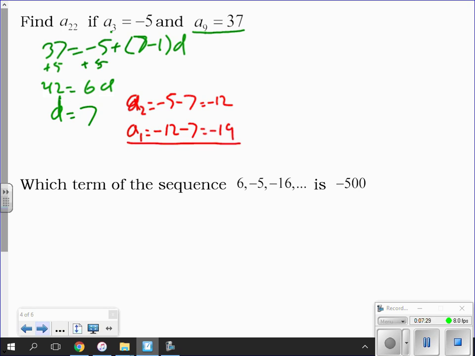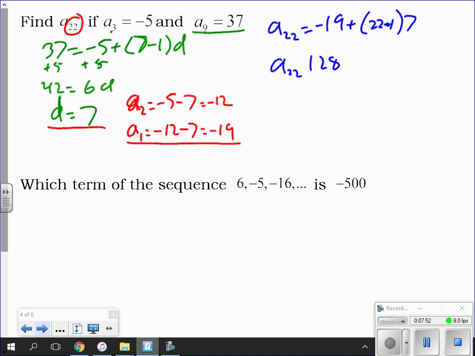So now I have my first term, I have my D, I have my N, I can plug them into the formula. A sub 22 is equal to negative 19 plus 22 minus 1 times 7. A sub 22 is 128. Okay. This one's not so bad.